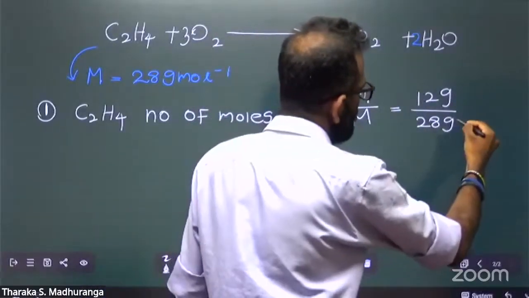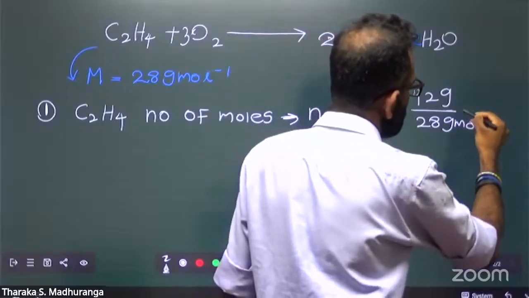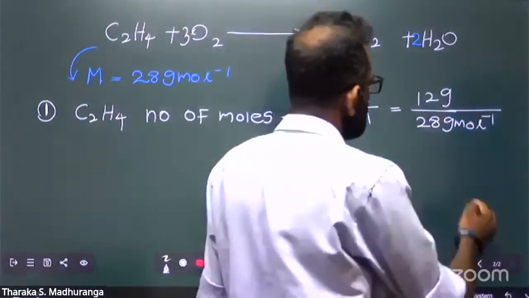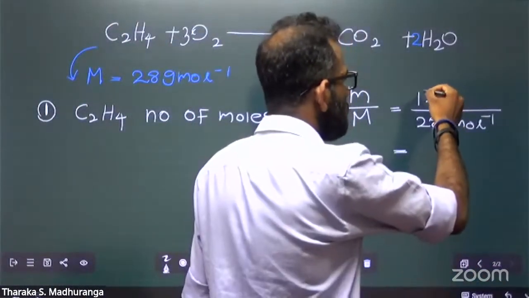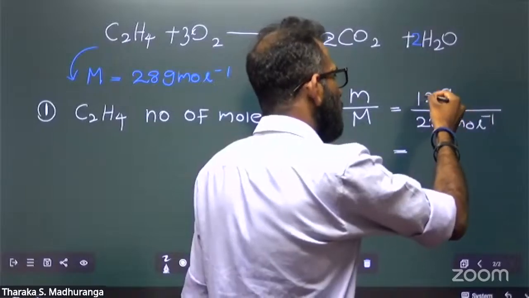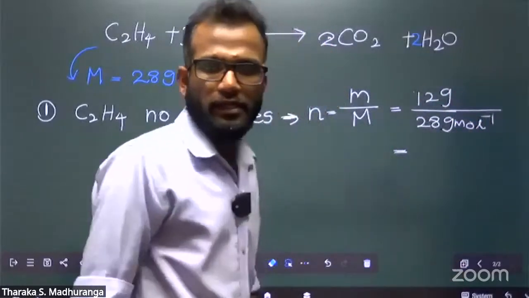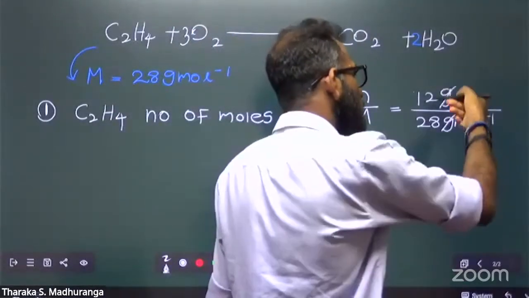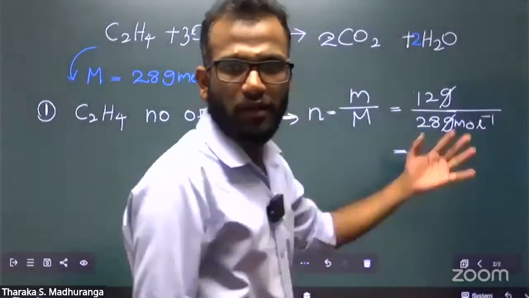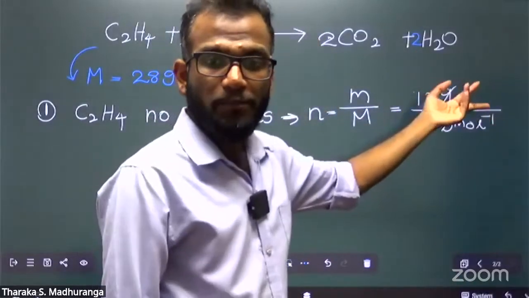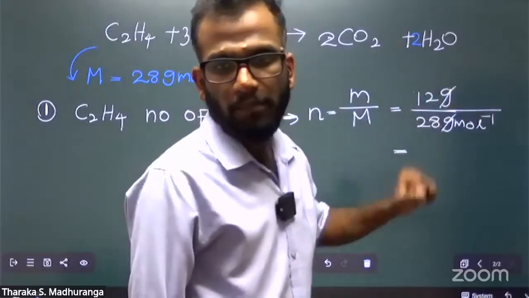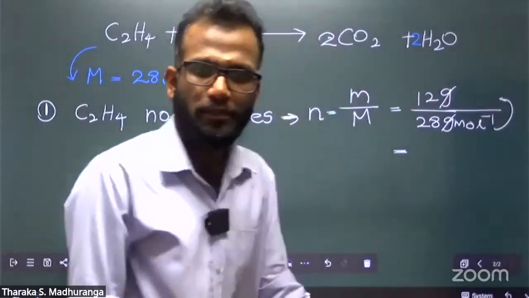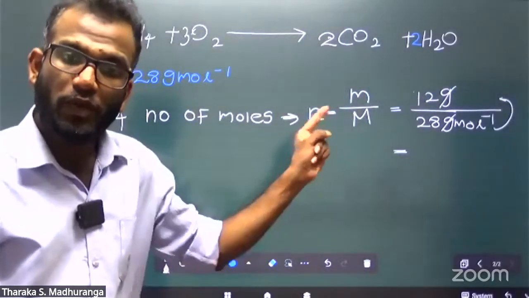Molar mass 28 g mol^-1. Now 12 over 28. Then g and g cancel out. Then moles come upward, and the minus 1 is removed, so it is mol. Moles. Okay, 12 over 28.